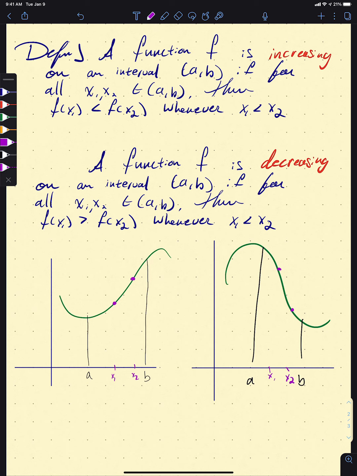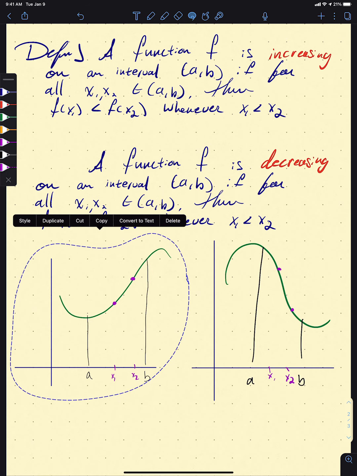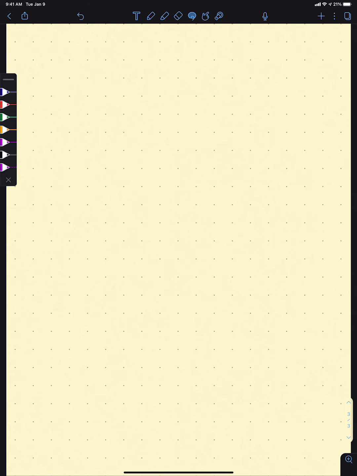And it would be helpful to us if we could dream up an idea of increasing or decreasing at a point, rather than saying, well, on this whole interval, it's increasing. I mean, that is an incredibly useful thing, right?